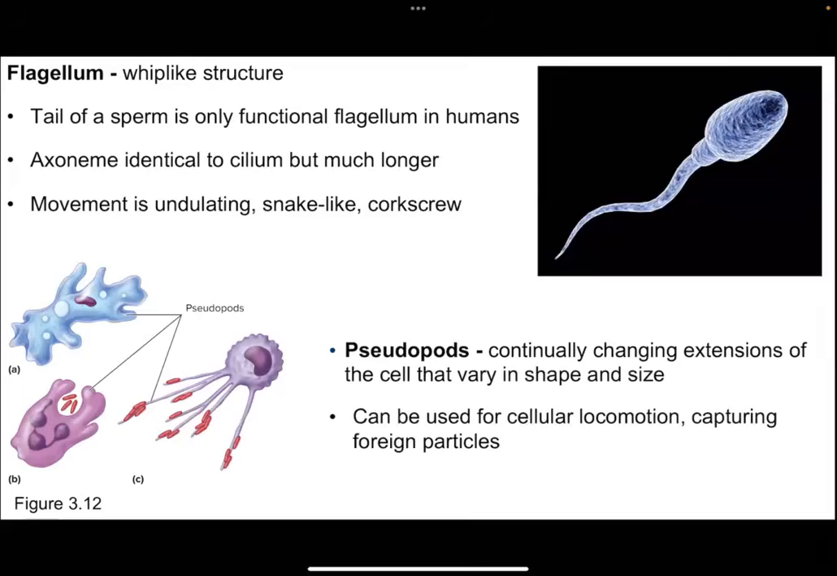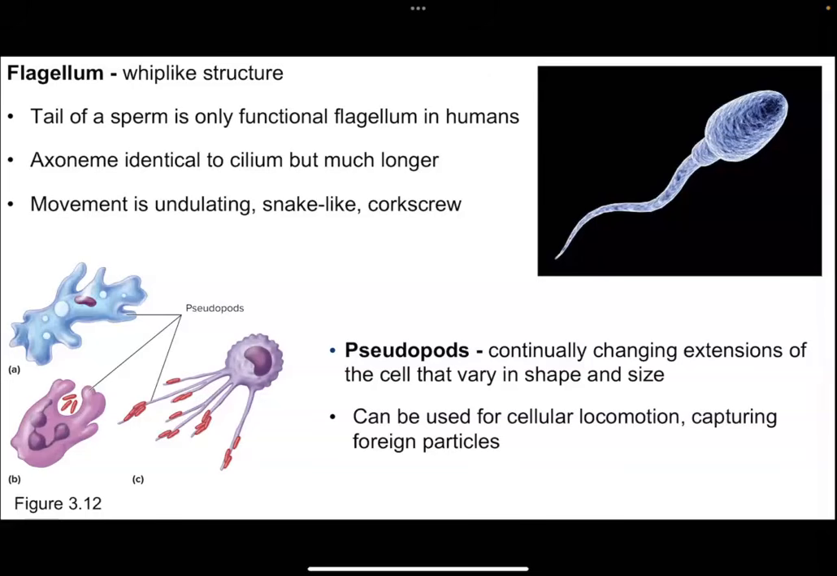And finally, the other cellular surface extension is known as a pseudopod. Pseudopods can come in different forms because they are continually changing. They vary in size and shape, and they are extensions that happen when the cell needs to move. Oftentimes we'll have something like white blood cells or other types of cells that can detect a foreign body that needs to be removed.